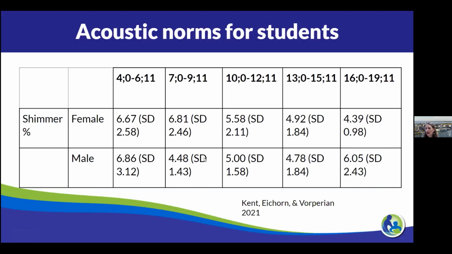Shimmer, amplitude perturbation. So again, another measure of the clarity of the signal or the regularness of the voice. And again, higher shimmer is more dysphonic, lower shimmer is less dysphonic. And these are normal shimmer values for kids.